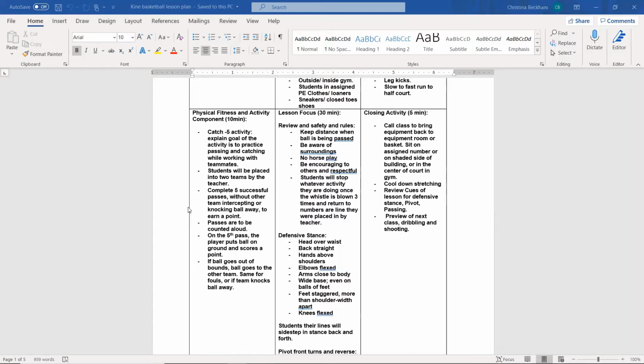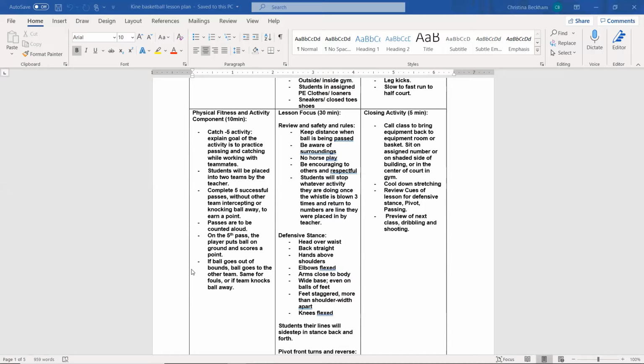Passes are to be counted aloud. On the 5th pass, the player puts the ball on the ground and scores a point. If the ball goes out of bounds, the ball goes to the other team. Same goes for fouls and if the team knocks the ball away.